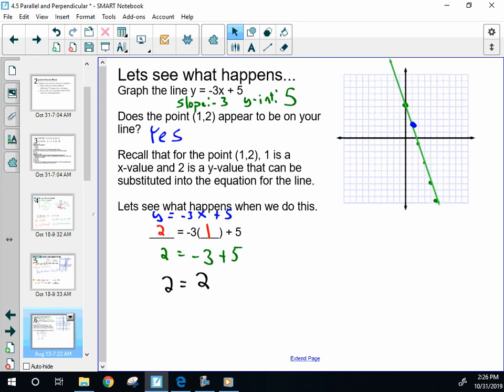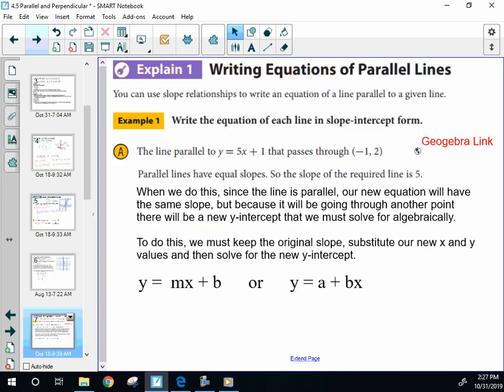That is important to us because we're going to look at this as we go on to the next page. We're now going to talk about parallel lines and write an equation. So we want to write the equation of the line in slope-intercept form. It has to be parallel to y equals 5x plus 1 and pass through the point (-1, 2).